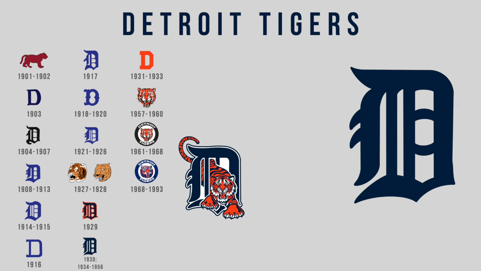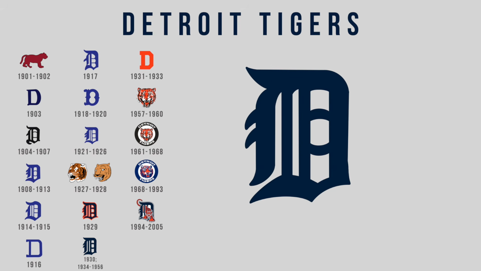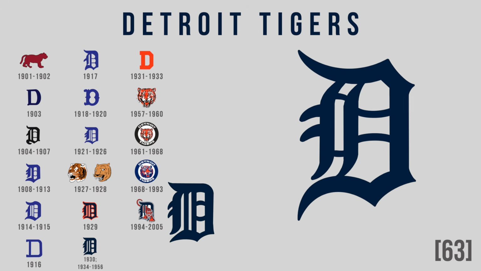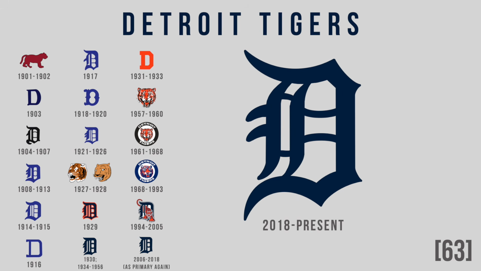Around 2006, that tiger logo was dropped in favor of using that Old English style D as the team logo. And finally, in 2018, the team altered the D logo once more. Up until this point, there was actually a mismatch between the D on the team's hat and the logo the team used on the uniforms. The team unified these designs, giving us the Detroit Tigers logo that we use today.